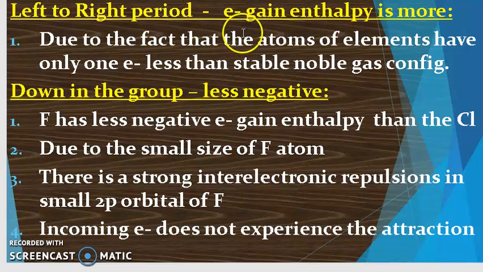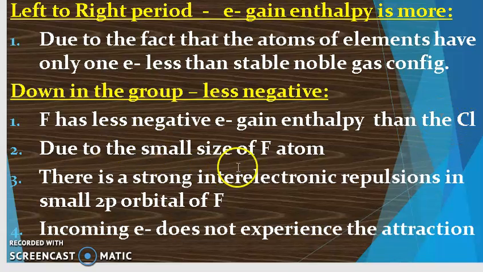Okay, so this is the general concept they have given here, and also down in the group how the negative electron gain enthalpy is. It is less. Why is it less? Because fluorine has a less negative electron gain enthalpy than chlorine. If you see the periodic table, first fluorine will come, then chlorine, bromine, iodine. Here they have mentioned fluorine has a less negative electron gain enthalpy than chlorine. Not in the periods, they are talking about the groups. So fluorine has a negative electron gain enthalpy that is less than chlorine.